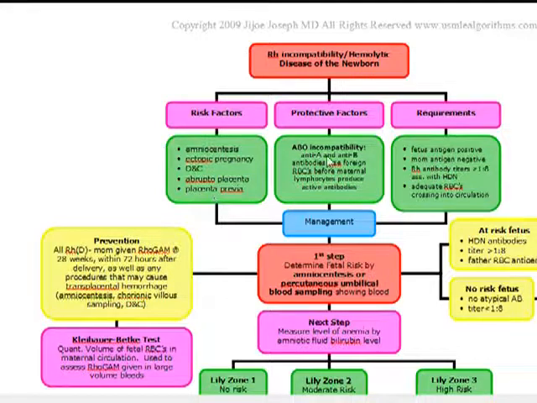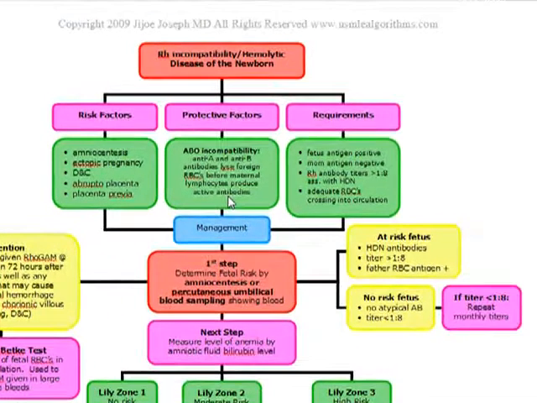Some protective factors are ABO incompatibility. If a patient has ABO incompatibility, there's actually a decreased risk of maternal isoimmunization from foreign RBCs. What happens is there are naturally occurring anti-A and anti-B antibodies, and these rapidly lyse the foreign red blood cells before the maternal lymphocytes are stimulated to produce active antibodies.